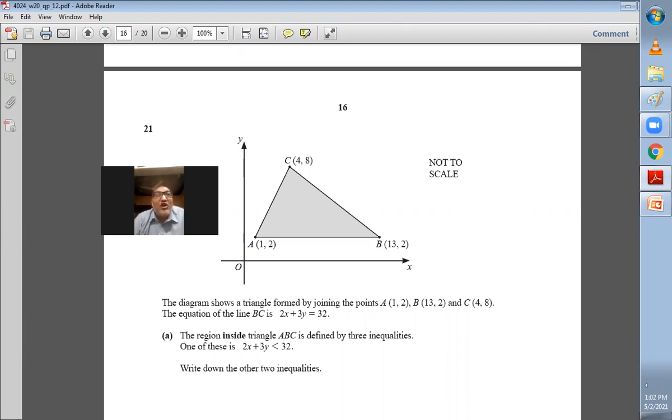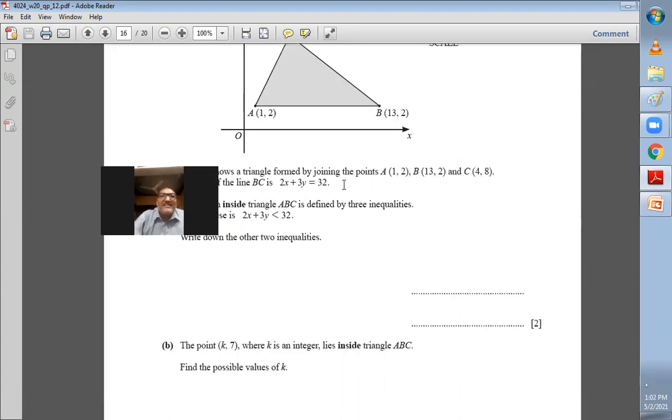AB line is a horizontal line. And you know horizontal lines, their equation can be simple, y equals to a number. The diagram shows a triangle formed by joining the points A (1, 2), B (13, 2), and C (4, 8). The equation of this line BC is given. Its equation is 2x plus 3y equals to 32. The region inside the triangle ABC is defined by the three inequalities. One of these is 2x plus 3y less than 32, because this area is below that line BC. So that's why the crocodile's back is towards y.